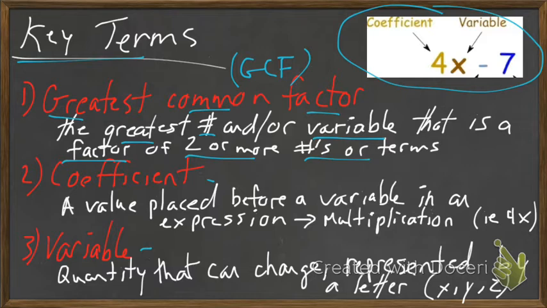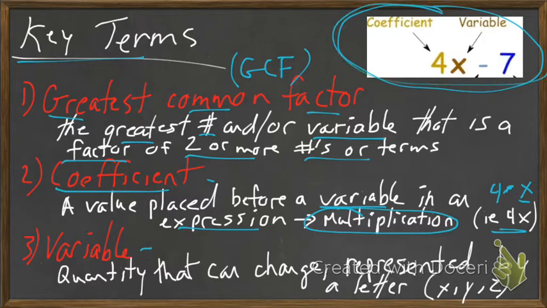A coefficient is a value placed before a variable in an expression. This generally means multiplication. So 4x, that would mean 4 multiplied by whatever x is. Okay? If you look at this image here, like I said, the coefficient is our 4. The variable, which I'm about to define, is our x. And then the 7 is a constant. You don't need to worry about that. I'll write in constant here.